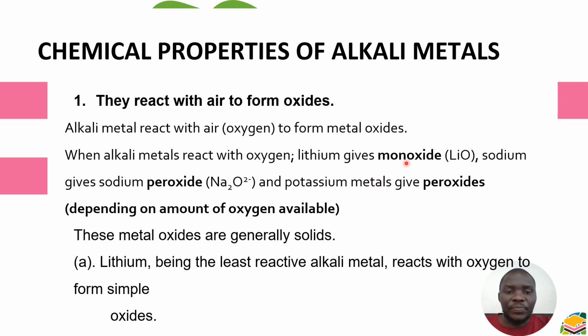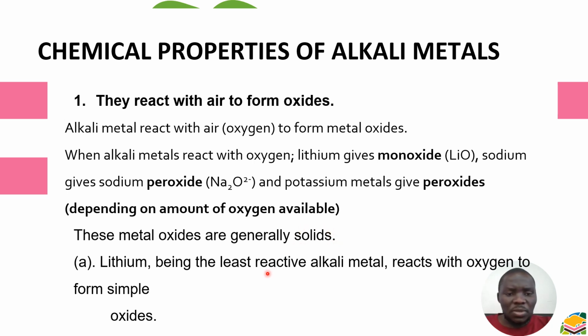And we said as we are going down the group of group 1 elements, the nuclear charge is decreasing, and that helps to know which metal is more reactive. Remember, we said for the metals, to know which one is more reactive depends on how easily they release the valence electrons. So the product which is going to be formed when they react with oxygen depends on the amount as well as availability of oxygen used. That's why they are able to form different compounds. So these metal oxides are generally solid in nature.